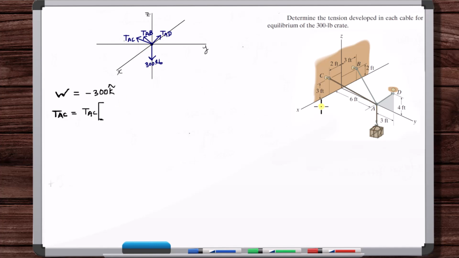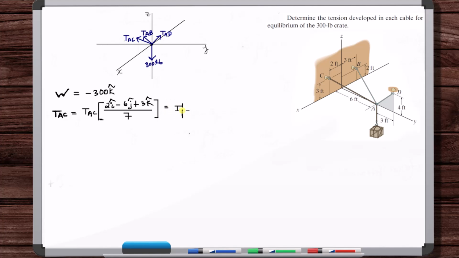This is a known force. All right, so again, the vector that's pulling at point A from cable AC has direction from A to C. So A to C, we go 2 in the I, minus 6 in the J, and plus 3 in the K. If you work out the magnitude of this, 2 squared plus 6 squared plus 3 squared, you get 49. Square root of 49 is 7. So there's our unit vector.